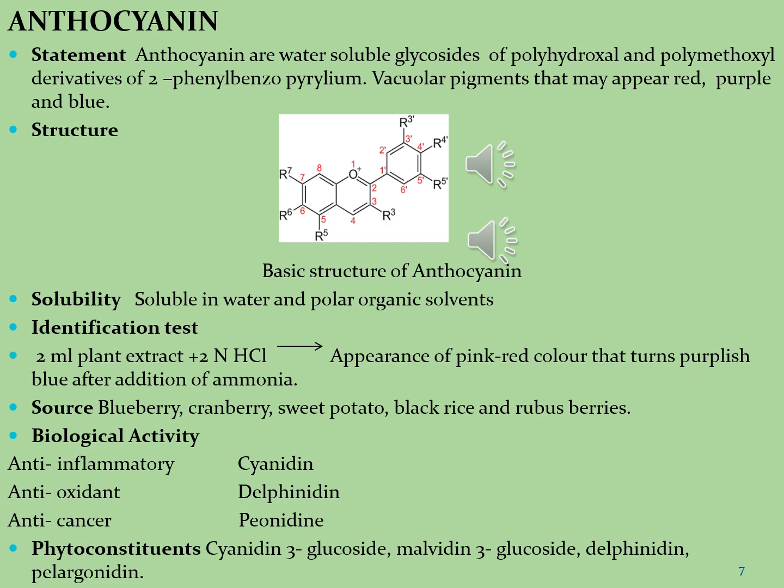Anthocyanins. Let's see what are the anthocyanins. Anthocyanins are water-soluble glycosides of polyhydroxyl and polymethoxyl derivatives of phenylbenzopyrylium. These are found as vacuolar pigments that may appear red, purple, and blue in color. When we see the structures of anthocyanins, you can see over here different kinds of polyhydroxyl and polymethoxyl groups are present within the base skeleton of the anthocyanin molecule.